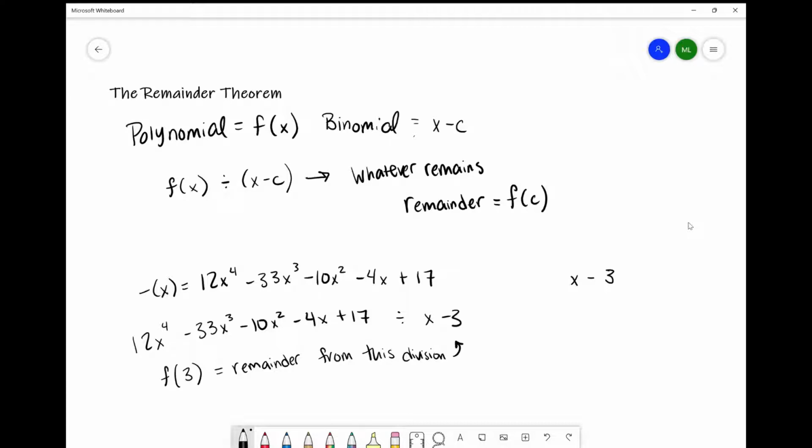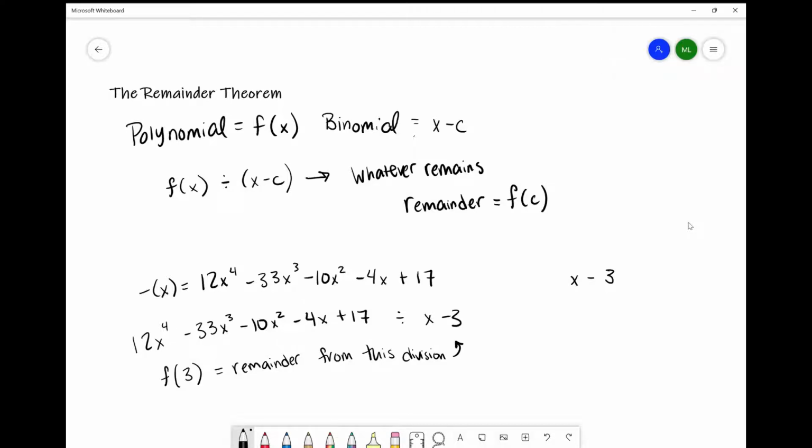So if you have a binomial in the form of x minus c, and you take your polynomial, being those multiple monomials, f of x, and you divide it by x minus c, the binomial that you have over here, whatever remains, you have a remainder. In regular division, I'll have a remainder if I do 15 divided by 4. So the remainder is equal to f of c.